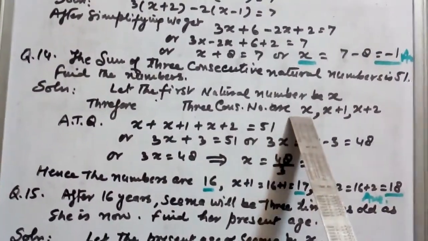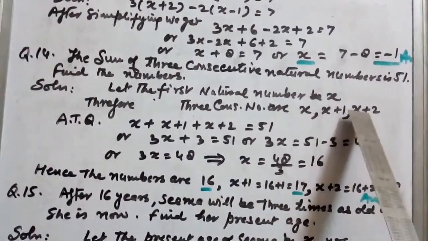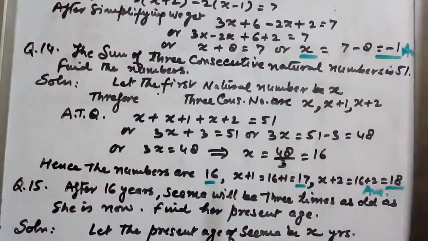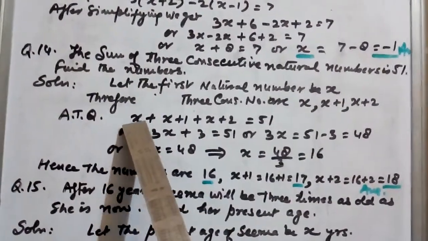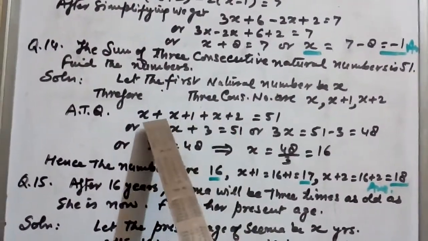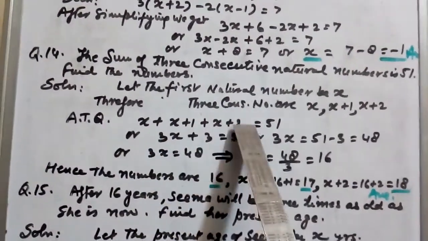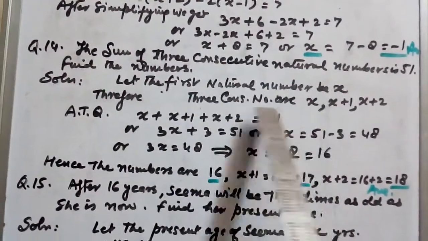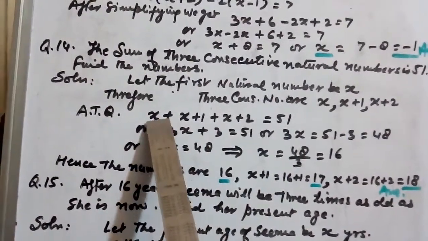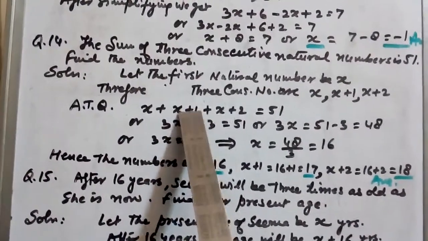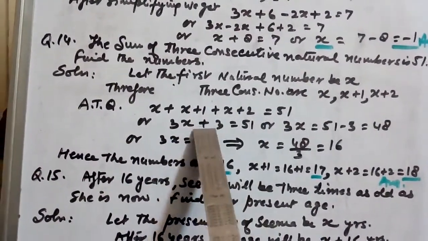Suppose this is x, this becomes x plus 1, and x plus 2, this becomes x plus 2. So these are 3 consecutive natural numbers. Now according to the question, adding all these 3 numbers, with variables, that is x plus x plus 1 plus x plus 2, and according to the question it is equal to 51. Adding this x, this x, this x, it becomes 3x, and these numbers become plus 3.